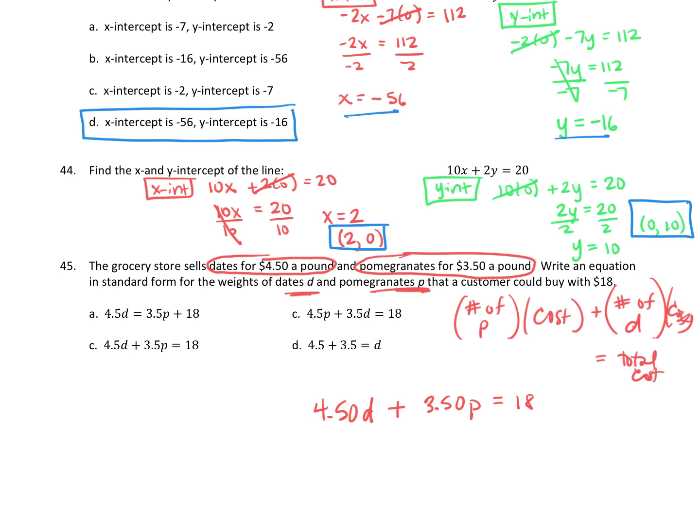So if we look at our options, two of them are very similar, C and D. For some reason, my brain kind of mixes up a D and a P a little bit, so we just want to look carefully. Which one has 4.5 times the D? This one is 4.5 times P. This one is 4.5 times D plus 3.5 times P equals 18. So option C is the correct one that you want. And that is standard form. That's your Ax plus By equals C. That's standard form formatting right there.